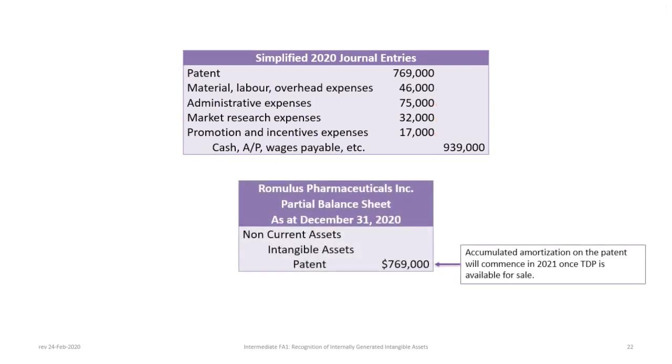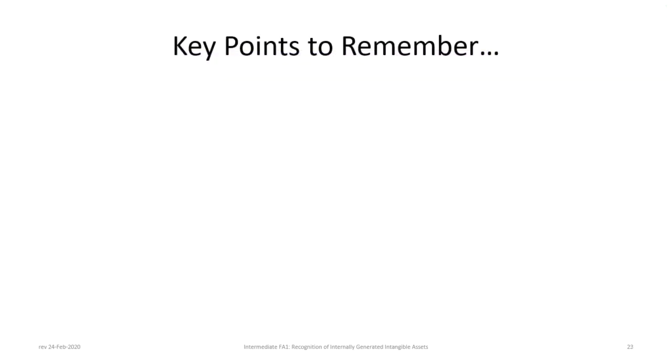So now we can see what a partial balance sheet would look like for Romulus Pharmaceuticals. As of December 31st, we have non-current assets, a subcategory for intangible assets, which may include more than the patent, but in this section we would see the patent capitalized for $769,000, so that becomes the capitalizable cost, and there we have it.